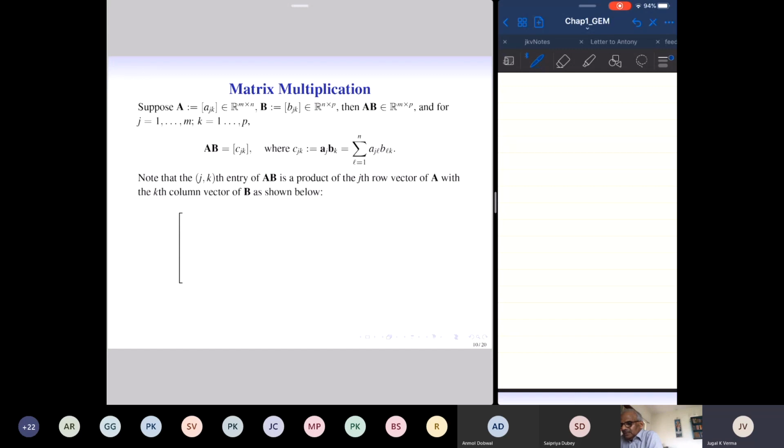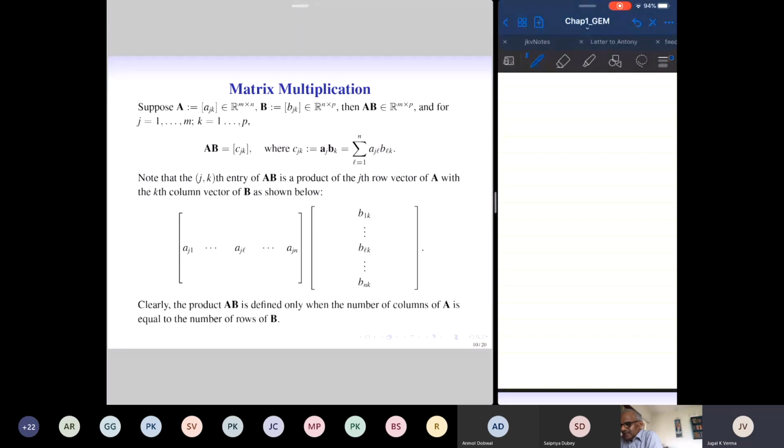So this is, in terms of notation, what I just said. Display the jth row, AJ1, AJL, AJN of A. Display the kth column. Take the dot product, that is AJ1 B1K plus AJ2 B2K, etcetera, and add them. So then you get the jkth entry, which we write as Cjk.